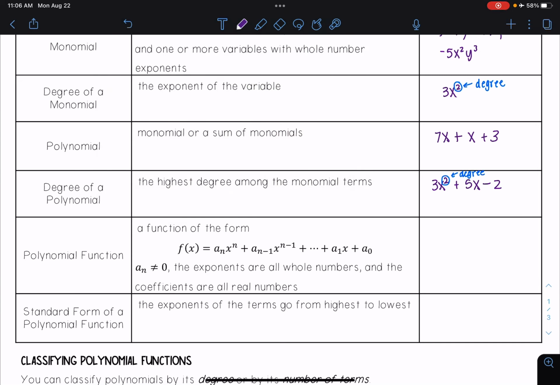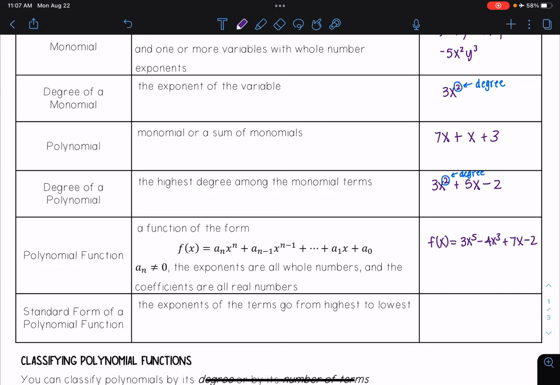And in this unit we're going to be talking about polynomial functions. A polynomial function is a function of the form f of x equals a_n x to the n plus a_(n-1) x to the n minus 1, and so on and so forth, where the exponents are all whole numbers and the coefficients are all real numbers. So for instance, a polynomial function could be f of x is equal to 3x to the fifth minus 4x cubed plus 7x minus 2. That's an example of a polynomial function.